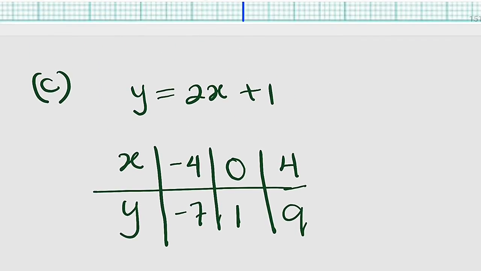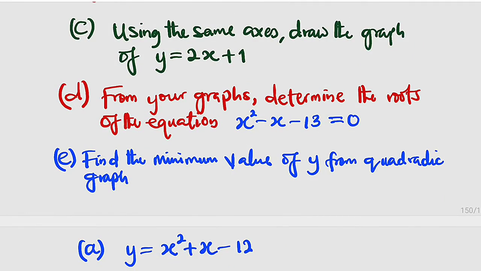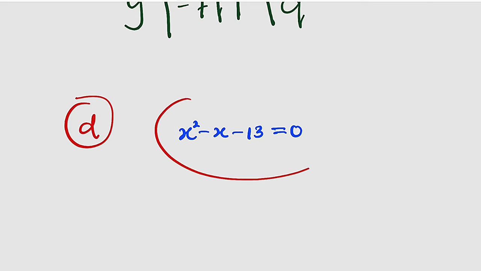Now let us move on to D part. Then the D part, we are asked to find the roots of the quadratic equation x squared minus x minus 13 equal to 0 from the previous graphs. That is the 2 graphs we have constructed. All right, let me just copy this one. So the D part, we would like to find the roots of this quadratic equation without forming a new table. We have to use the previous graphs. So how can we do that?